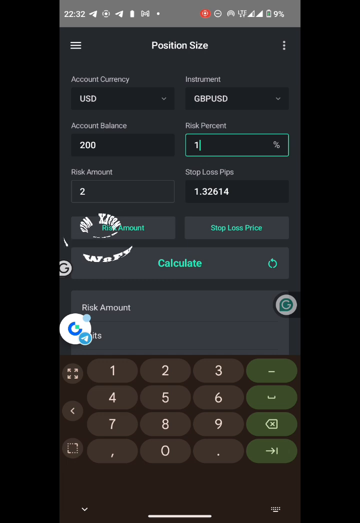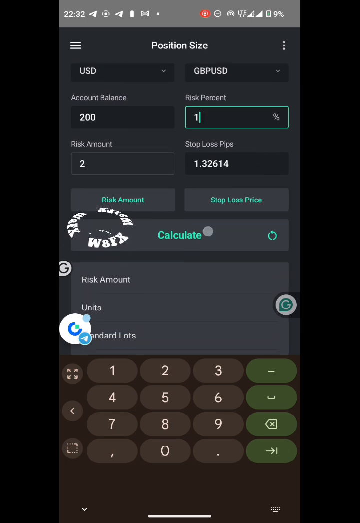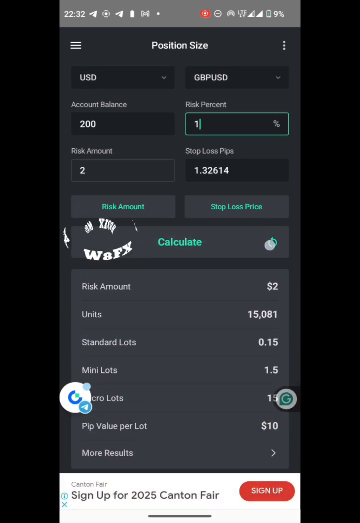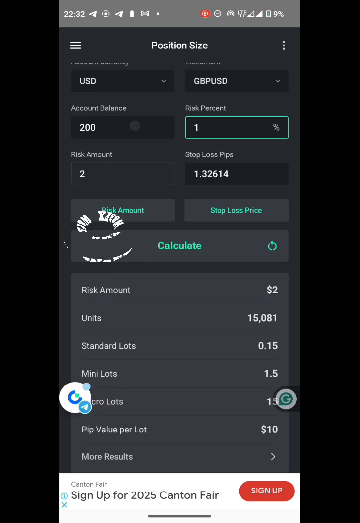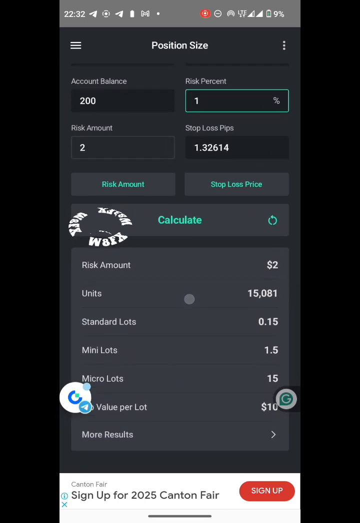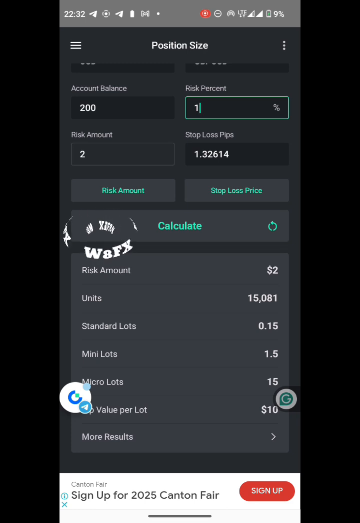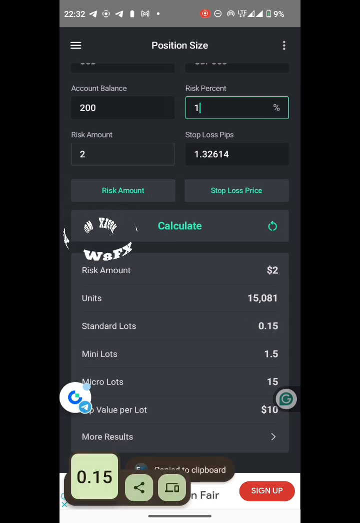Then stop loss. Let me click on calculate. So it's telling me now the risk amount: for my account capital, which is 200 USD, I should not risk more than 2 USD per trade. The other ones are lot sizes, different kinds of lot size: unit, standard, mini, micro. We are interested in standard lot size. It's showing 0.15. Okay.